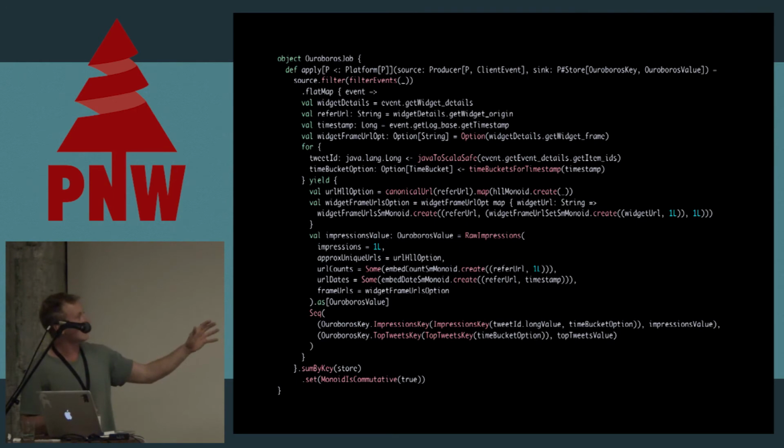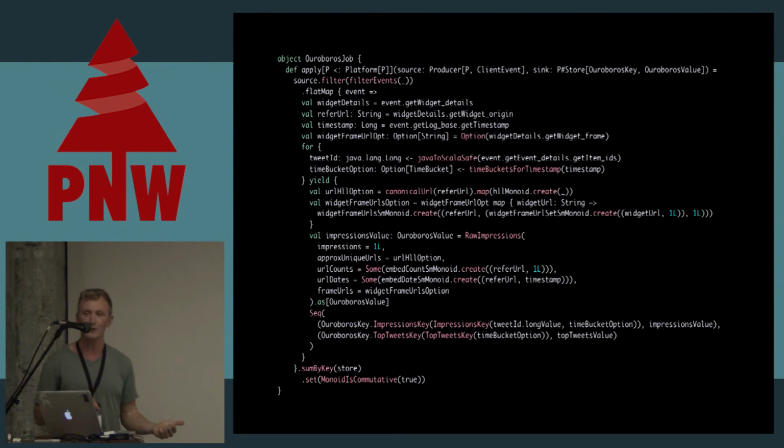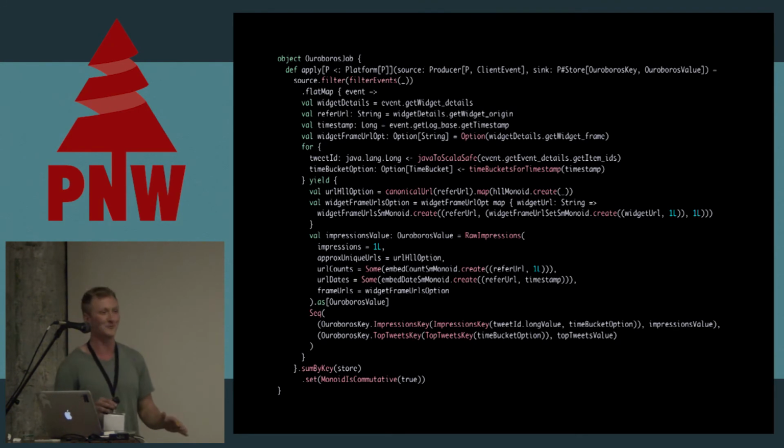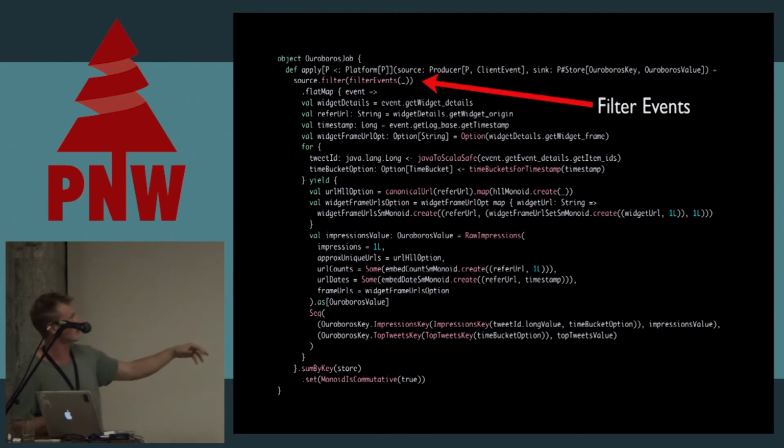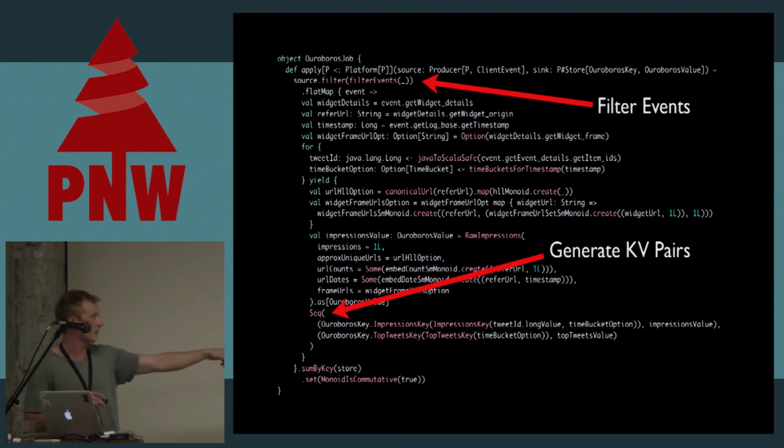Okay, this is what it looks like. This is what the first draft looked like. Most of this code is converting from Java thrift to Scala thrift, which is the true nightmare of what we're doing. But if you look closely up there, source.filter just filters out the events we don't care about. Here are the key value pairs we want.